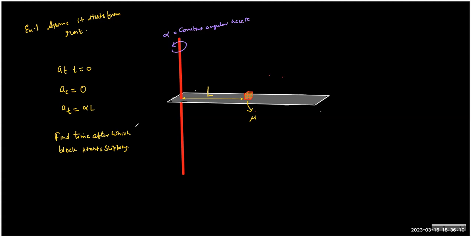Done, sir. You got the answer? Yes, sir. Very good. So again, the method will be the same. You draw the FBD first, always rule number one, draw the free body diagram. And here the two forces are acting normal to the plane of motion, which means the forces which are normal to the plane of motion.